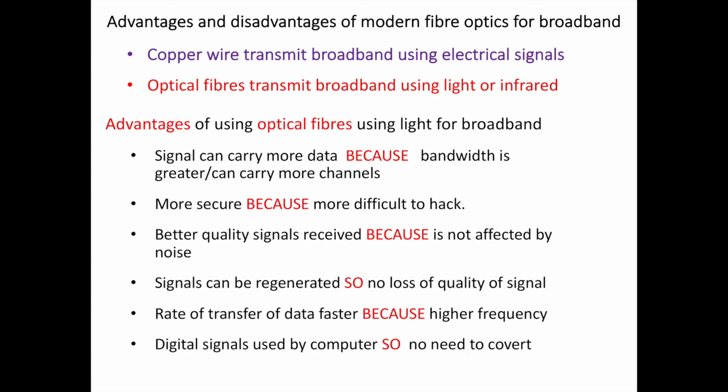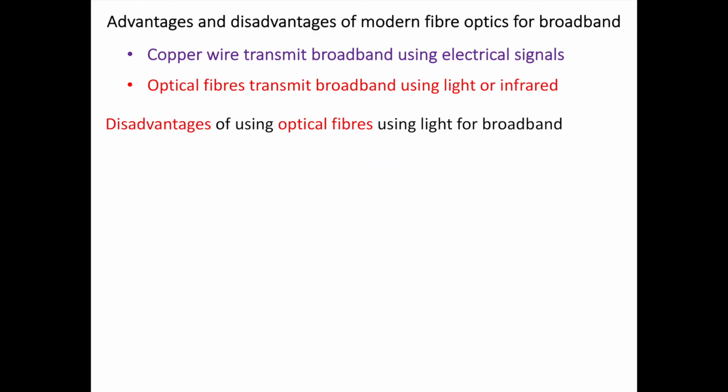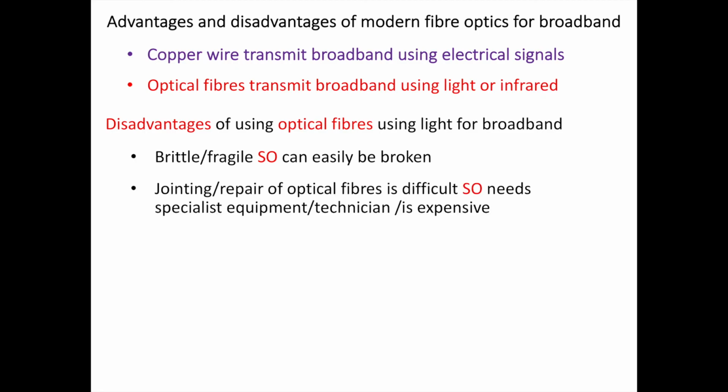Finally, fibre optics do use digital signals, and so when the signal comes into your house for computers, it doesn't need to be converted because it's already a digital signal, and computers use digital signals. So what are the disadvantages of using optical fibres rather than copper wire? Well, first of all, glass is brittle, so can easily be broken, whereas copper wires can be bent. Secondly, it's really easy to join a copper wire together. You just need to screw the two parts together using a connecting block. Whereas joining optical fibres, glass fibres together, is very difficult, so it's expensive and needs specialist equipment.